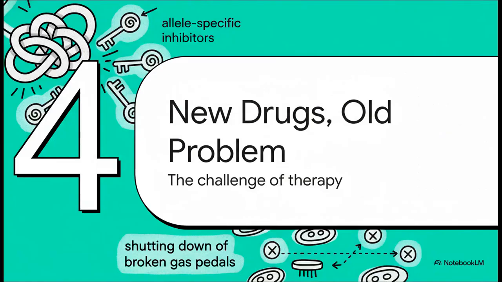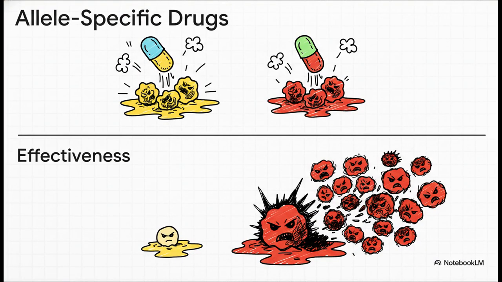Now, for decades, KRAS was considered totally undruggable, a dead end. But recently, scientists developed these incredible new medicines called allele-specific inhibitors, and they're designed to do one thing: shut down these broken gas pedals. And these drugs are incredibly good at their jobs. You have drugs like sotatercept for G12C and a newer one, MRTX1133, designed specifically for G12D. In the lab, these drugs cause tumors to just melt away.